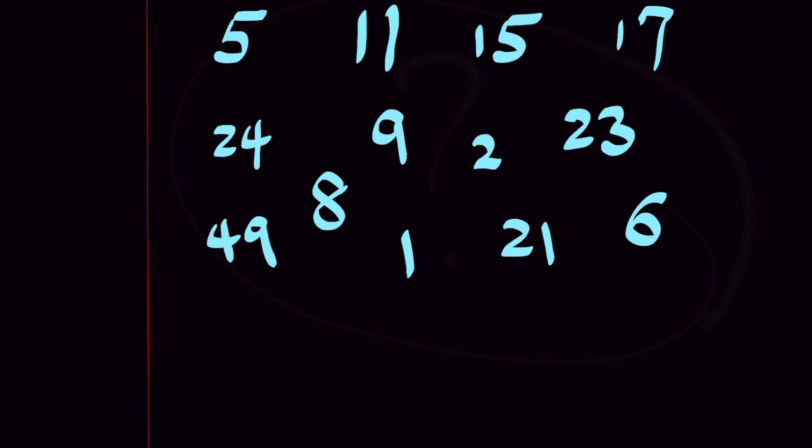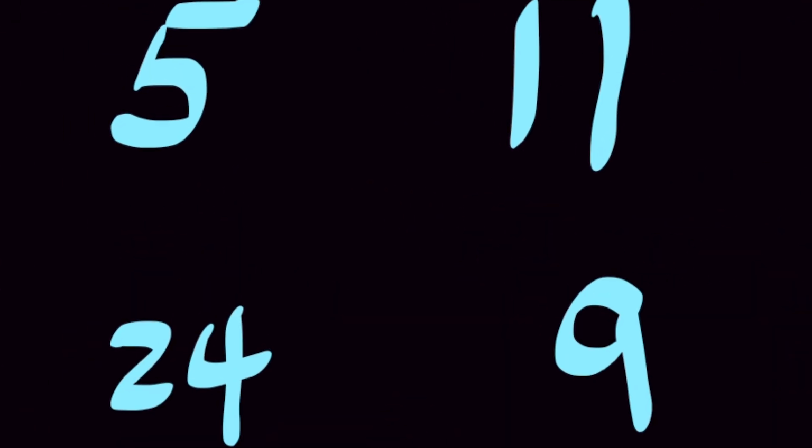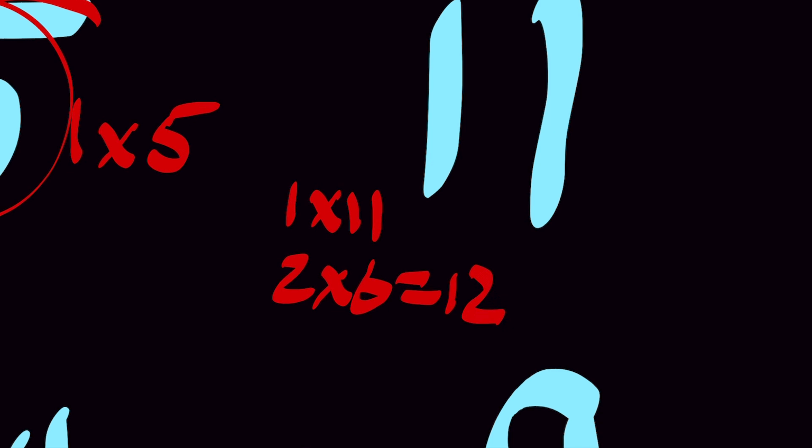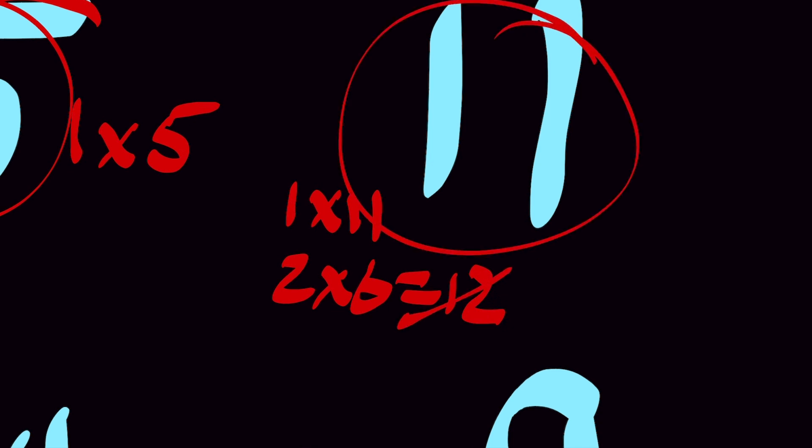So let's take a look at these here. We're going to start with 5. 1 times 5 is equal to 5. We'll start with that. And I can't think of any other factors that equal 5. 5 is prime. 1 times 11. 2 times 6, well, that's 12. That's even. 1 times 11 is it. 11 is the only prime.